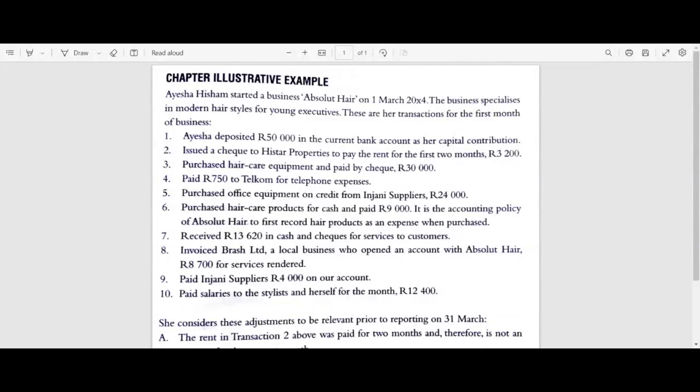Remember, if it's a debit, it can only be one of two things. It can either be an expense or it can be an asset. Now, have we purchased an asset? The answer is no. So it can only be an expense. What are we going to call that expense?